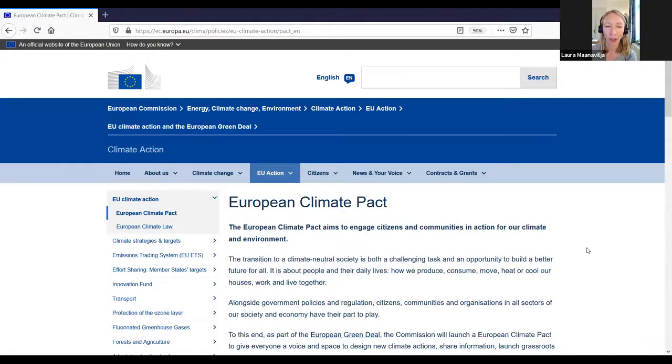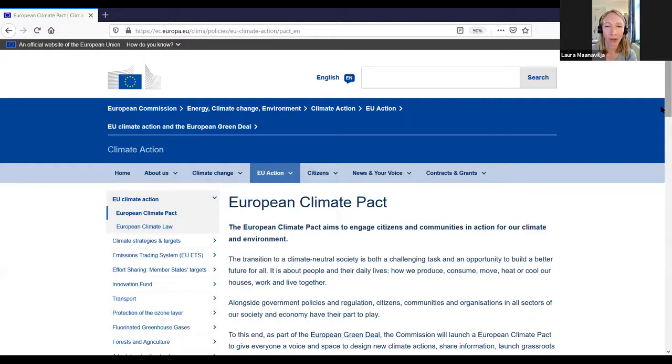Thank you very much for the introduction, and thanks for inviting me. Indeed, I work in the climate department of the European Commission in Brussels, so I'm here from the policymaker perspective. And what I wanted to share with you is some information on the European Climate Pact that we are currently working on. The European Green Deal is the broad policy agenda that is guiding a lot of our work at the moment.